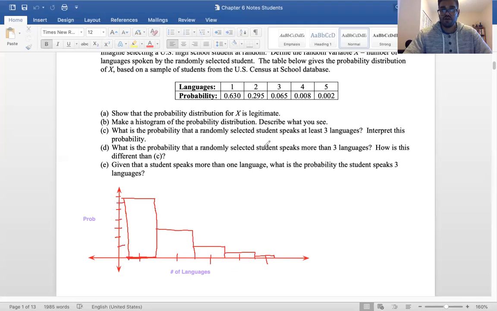Now, if you want to find the probability that a person speaks more than 3 languages, this is just where you got to be careful. Or sorry, let me go. Oh, I missed a question. What's the probability they speak at least 3 languages? Okay, that means it's got to be more than 3. All right, and so if you speak more than 3, then you're looking at just 4 and 5.